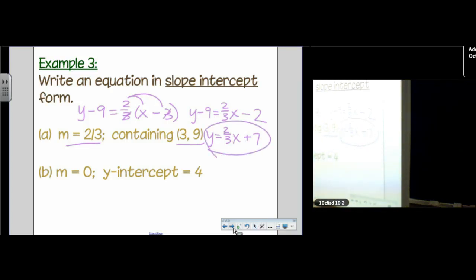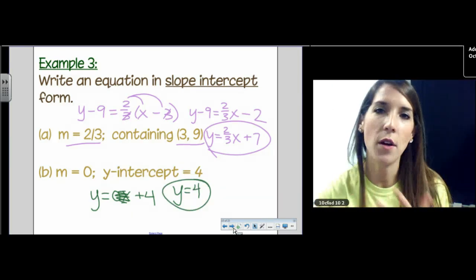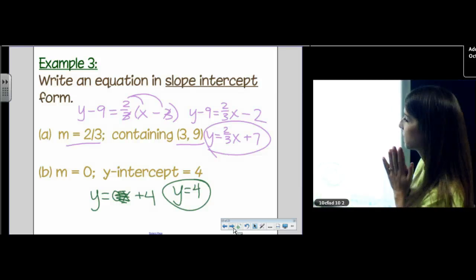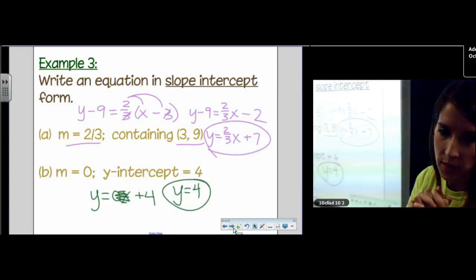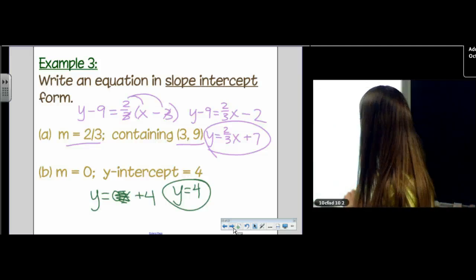This one, you can literally just do y equals mx plus b. And then you realize, oh, 0 times anything is 0. And so you just end up getting y equals 4. So that one's kind of silly, but you still need to know how you would go through the process when the slope is 0. Y equals 4 was the answer to part B. If the slope is 0, then it's a y equals problem.